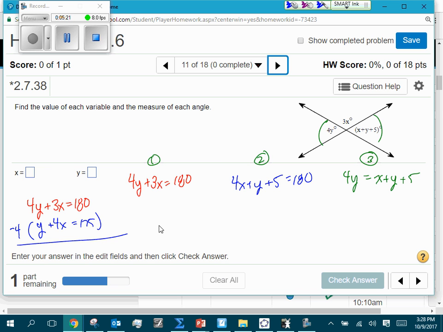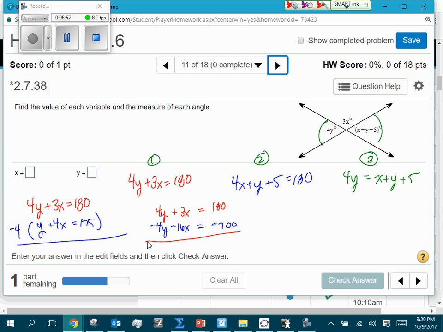So that's going to give me this bottom equation to be negative 4y minus 16x equals, now 175 times 4. Double check real quick. 175 times 4, 700. So it's negative 700. So we use the negative 4. And now I'll have the red one. I didn't change it at all, so it stays 4y plus 3x equals 180.